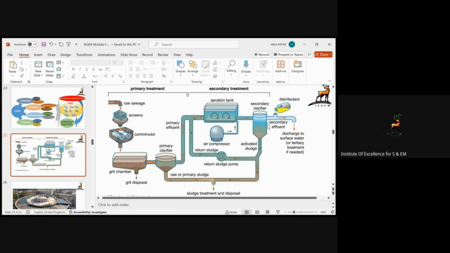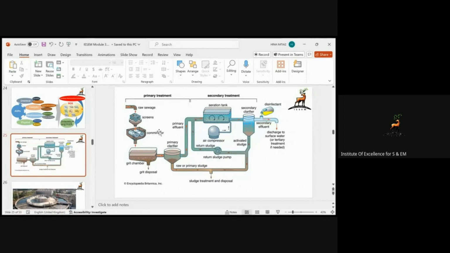So the type of treatment plant, or the treatment stage where you have to end the process, depends entirely upon the objective of your higher authorities, or the objective of your industry. So this is a very good flow sheet diagram which I have found.